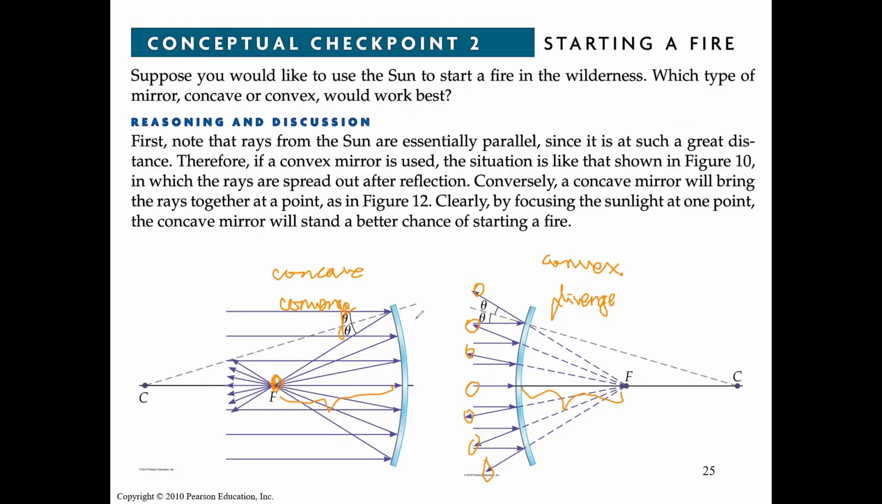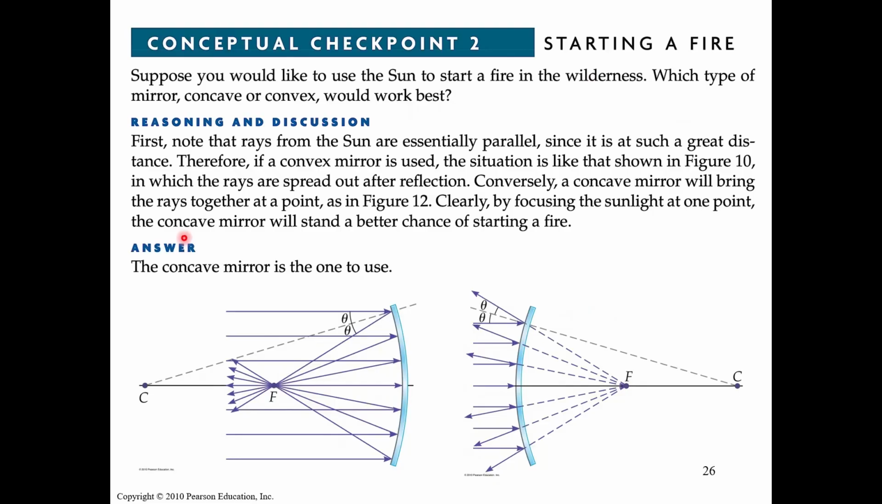And if you want to focus the sunlight onto a single point so that you can light up a paper, you should probably use this concave mirror. Concave mirror. It will bring all the light rays together at the point, and this point has a high energy. You can start a fire in here. So a concave mirror is the one to use.